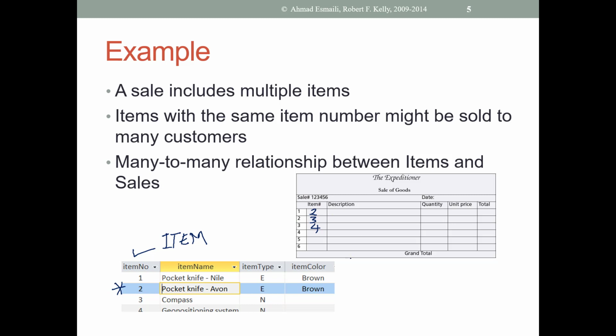Now let's look at the sale. How many items can we have in a particular instance of a sale? In the sale I am buying 3 items. So from the sale point of view also, in one sale you can have multiple items. One item can be sold in multiple sales, and similarly one sale can have multiple items. That means it is a perfect example of a many-to-many relationship between item and sales. Items with the same item number might be sold to many customers, and a sale includes multiple items, right?